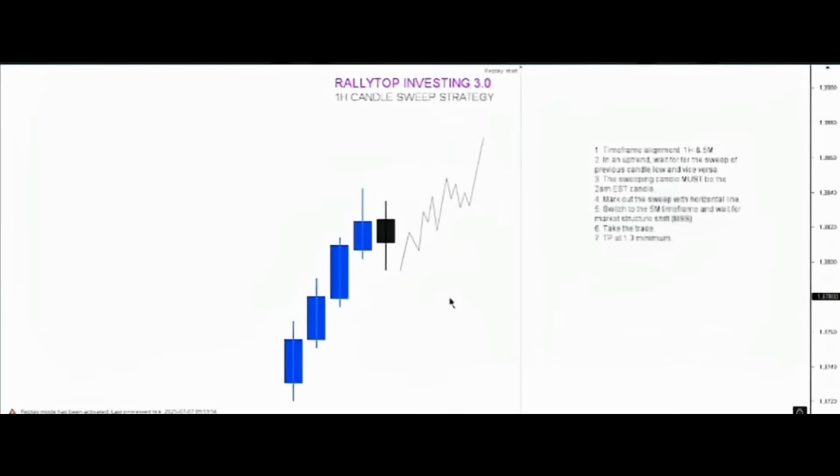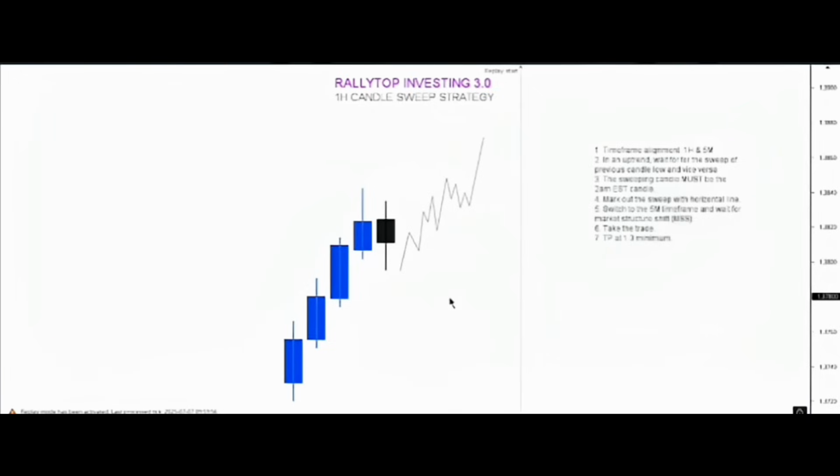Number 3, and this is very, very important. Take note of this number 3. The sweeping candle must be the 2 a.m. Eastern Time candle. If it happens at any other time, do not take the trade, because it's most likely that you are going to lose money. It has to happen 2 a.m. Eastern Time. So you need to set your trading view to Eastern Time, to New York time.